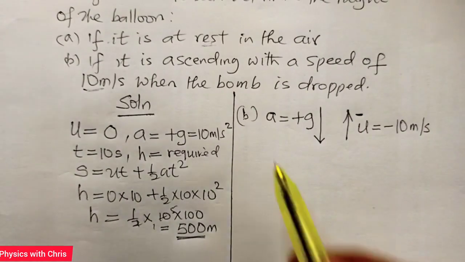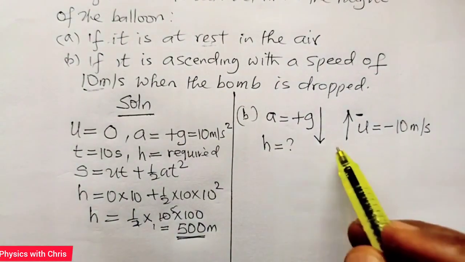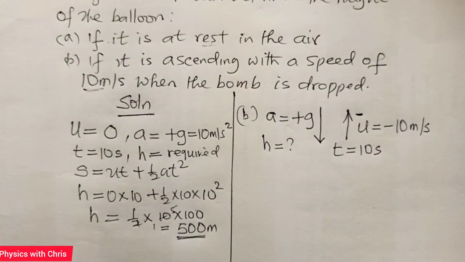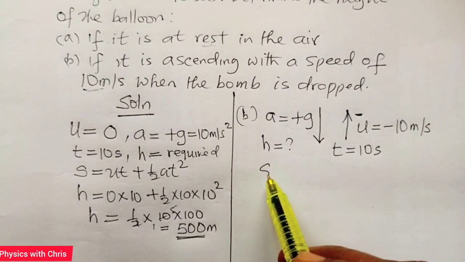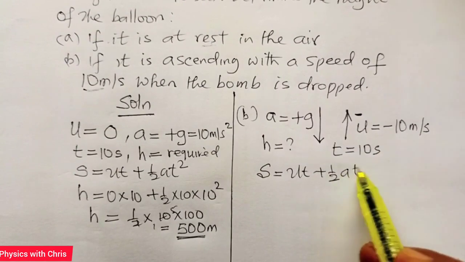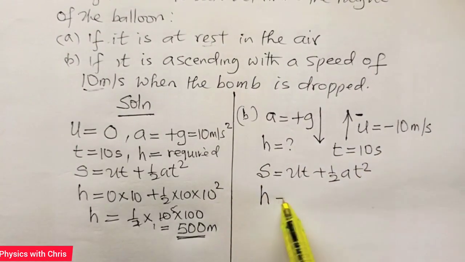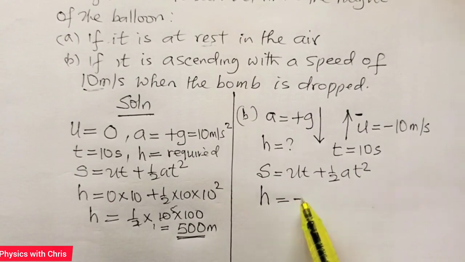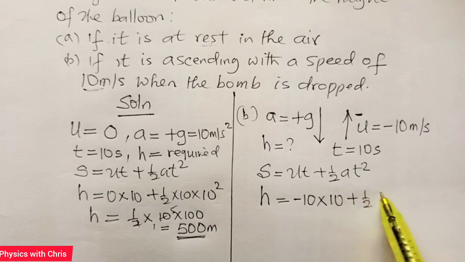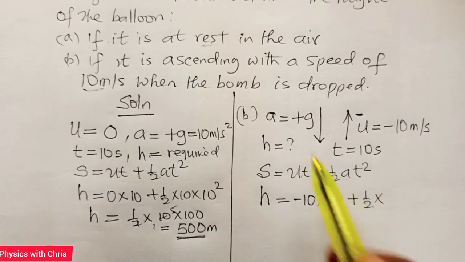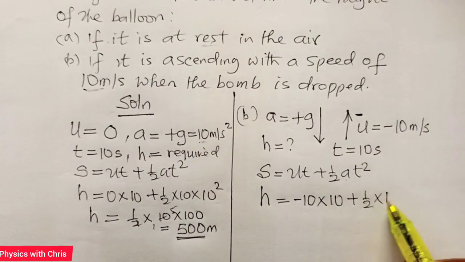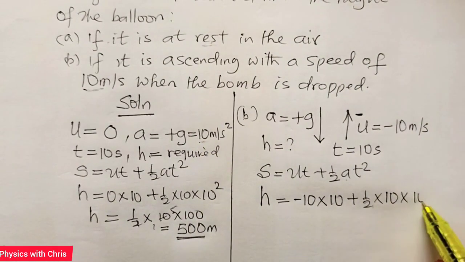So we have to look for the height of the balloon, and at the same time, it takes 10 seconds for the bomb to hit the ground. From the same second equation of motion, S equals ut plus half at squared, where S is now my h, the height of the balloon, this is minus 10 times t, which is 10, plus half times 10. My a now is positive g, and recall that g was given as 10 meters per second squared. So 10 times the same time, 10 seconds, so 10 squared.